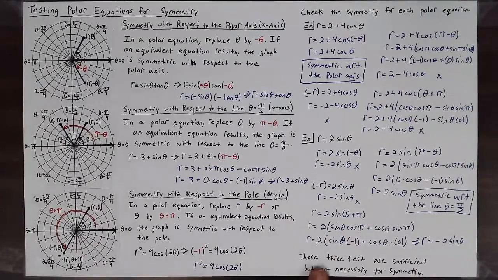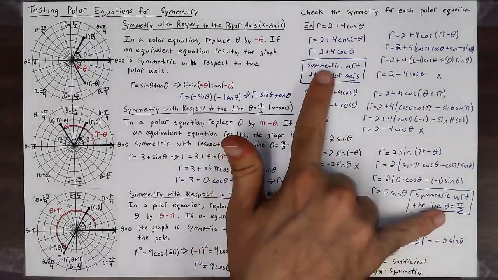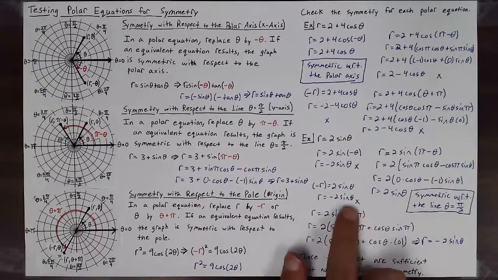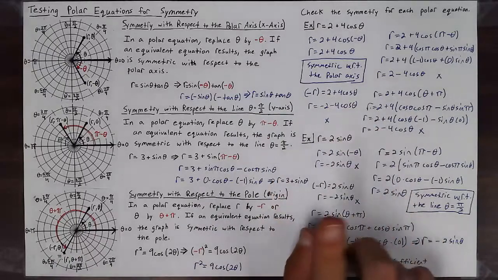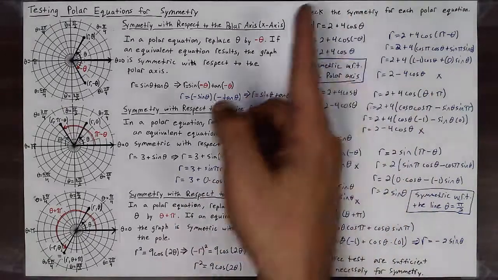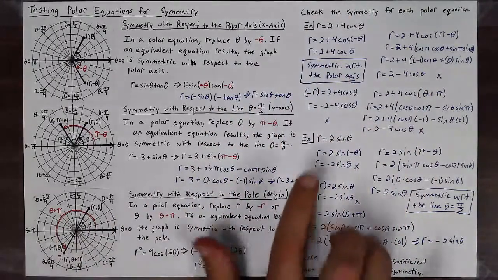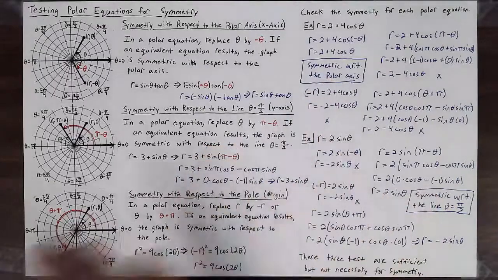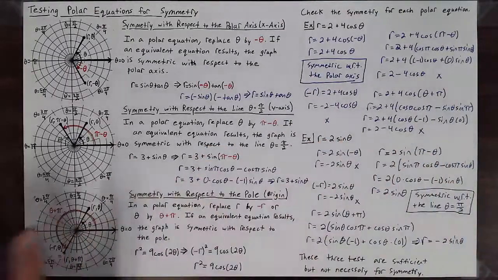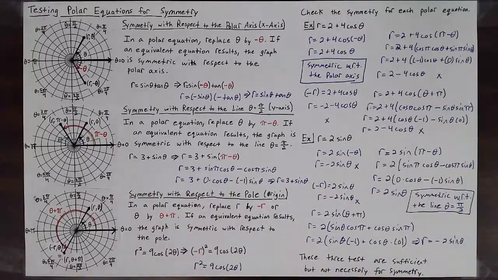So just as a reminder, these three tests are sufficient, meaning finding that out guarantees that it's symmetric to that axis, but the fact that the symmetry with the pole didn't work out for either of them doesn't necessarily mean that it wouldn't be symmetric to the pole. We would find that out by graphing the function and seeing it. But knowing some of this information ahead of time helps you graph. So in the next lesson, I'll show you how we can use that information to help us graph the function by plotting points. And that is how you test polar equations for symmetry.